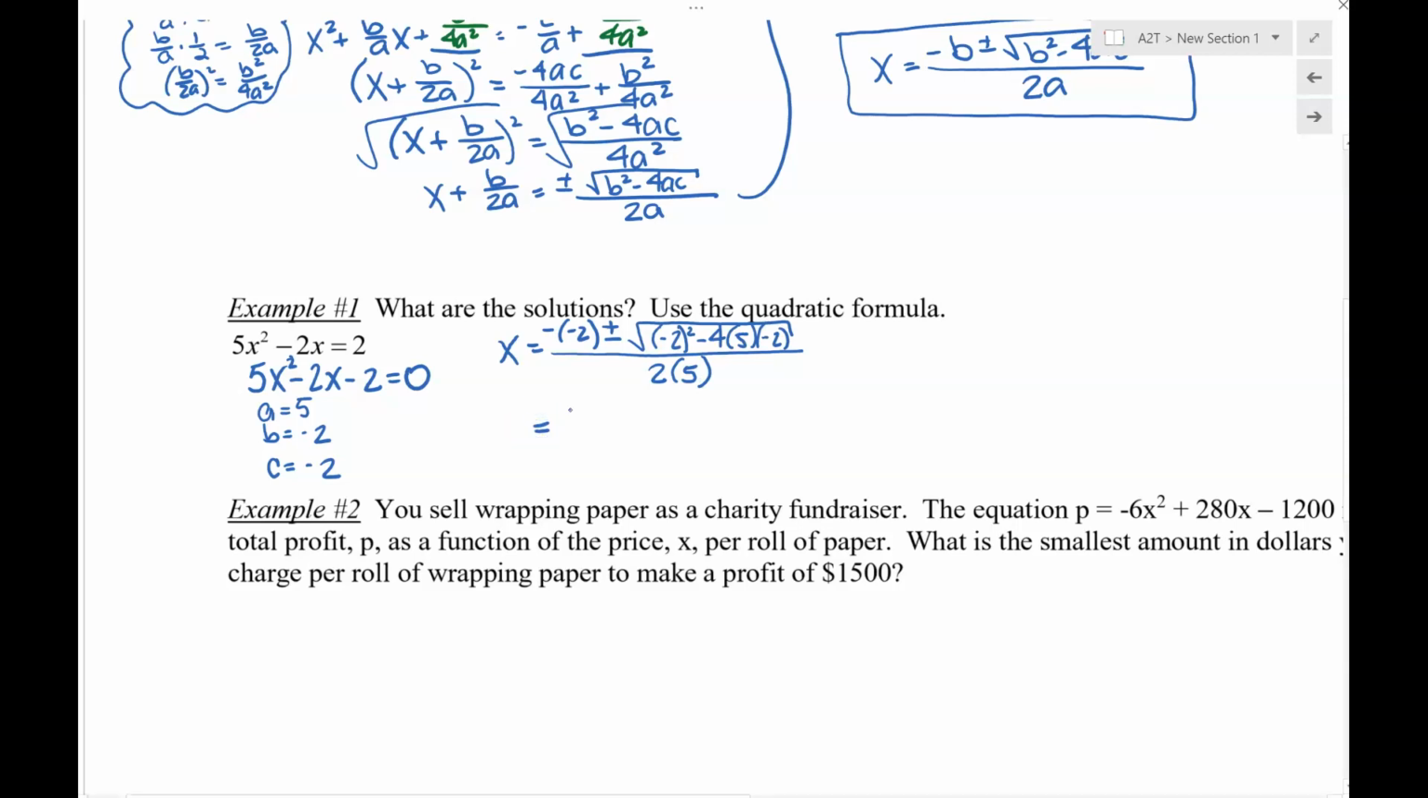Simplify. So 2 negatives gives us a positive 2 plus and minus the square root of negative 2 squared. Negative 2 squared is 4.